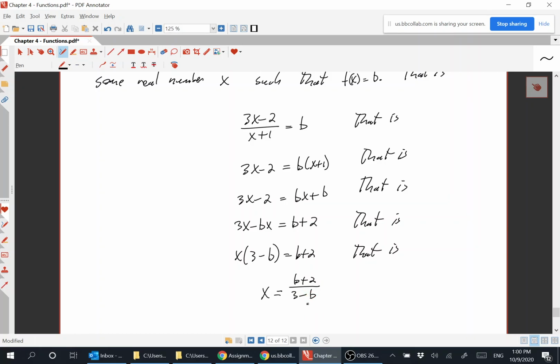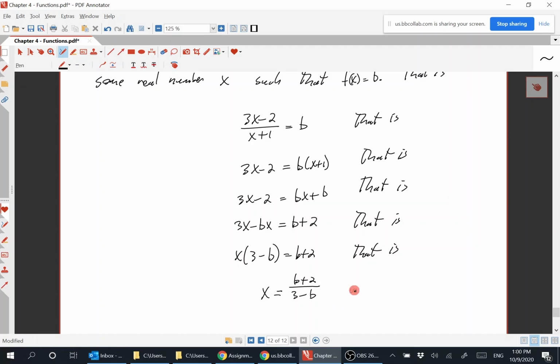Are we done? Does that work? Did I find x? We're given b. b is a known thing. It's a real number. I don't know what it is, but it's a known real number, arbitrarily chosen from the set of all real numbers. Now I need to find x such that 3x minus 2 over x plus 1 equals b. And now I've found that x is equal to this. Does that tell me what x is? It does as long as b isn't 3. And because b isn't 3, that's fine.